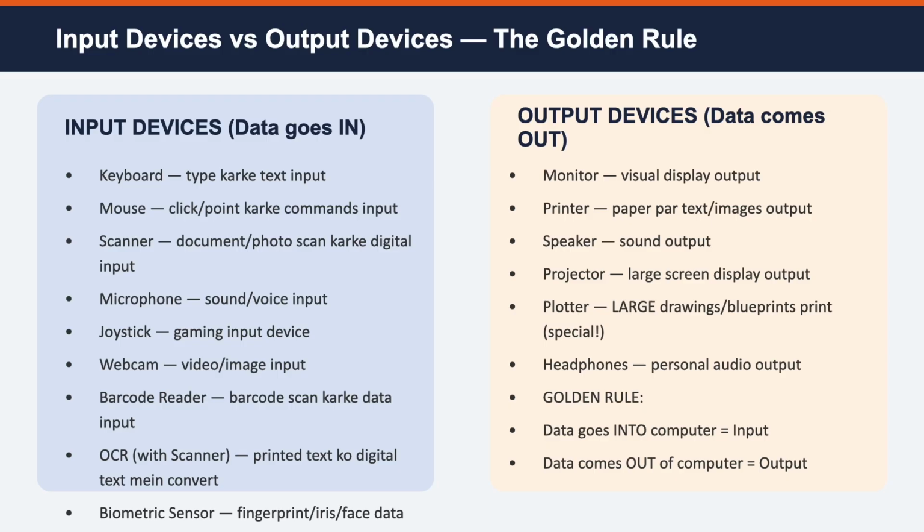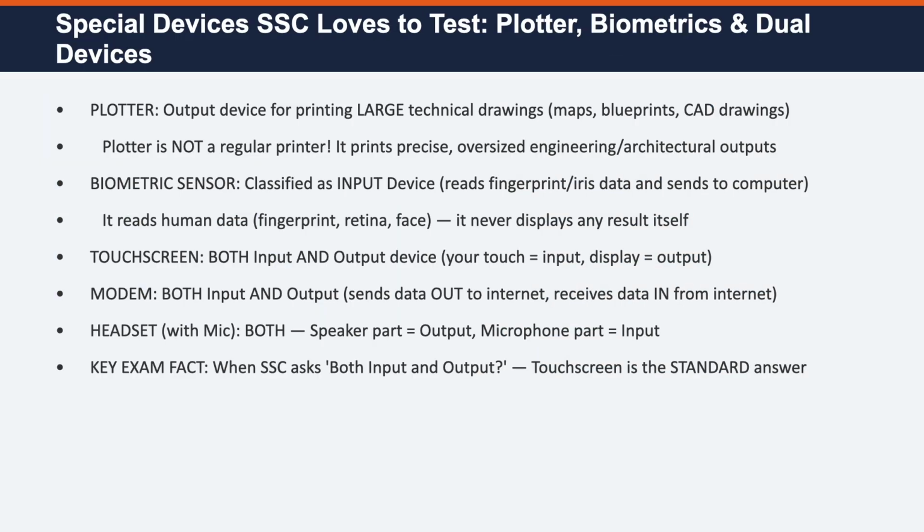Scanner plus OCR equals converting printed or typed text into editable digital text. SSC asks this fact repeatedly. Remember, O for optical, C for character, R for recognition. Plotter equals output for large technical drawings. Biometric sensor equals input. Touchscreen equals both input and output. Modem equals both. Headset with microphone equals both.